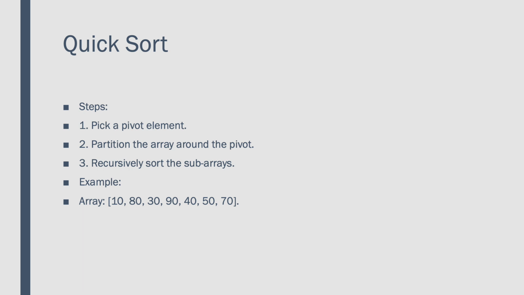So here we have this array: 10, 80, 30, 90, 40, 50, 70. If we choose 50 as the pivot and rearrange the elements around it, we get 10, 30, 40 on the left side, and on the right side we get 90, 80, 70. I'll show you another example in a diagram in upcoming slides, so don't worry if you don't understand here. Now we recursively apply quicksort on the left and right subarrays, and after sorting those we'll have the final sorted array.